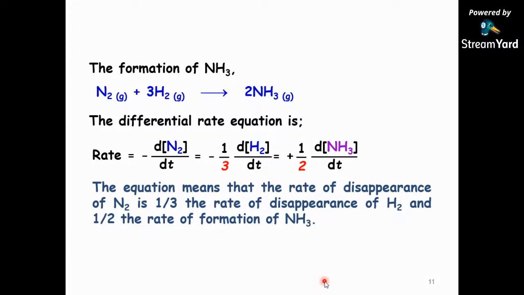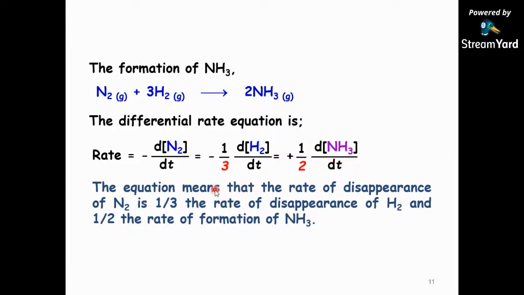Based on here, negative, because 1 mole, delta concentration N2 over dt equals negative 1 over 3. Always remember, the coefficient is very important because you write down negative 1 over 3, delta concentration of hydrogen over dt, and then the concentration of product must be positive sign, 1 over 2, delta concentration of ammonia over dt.